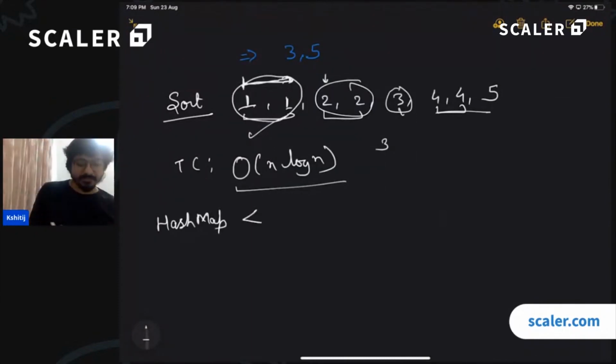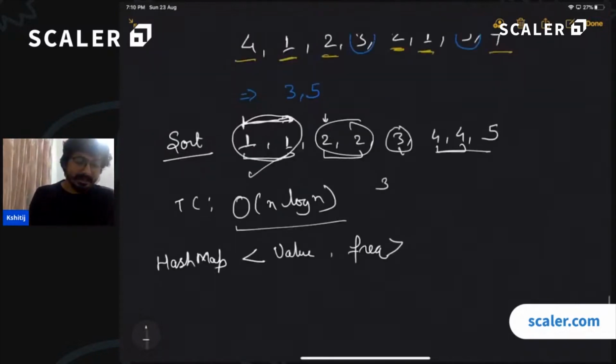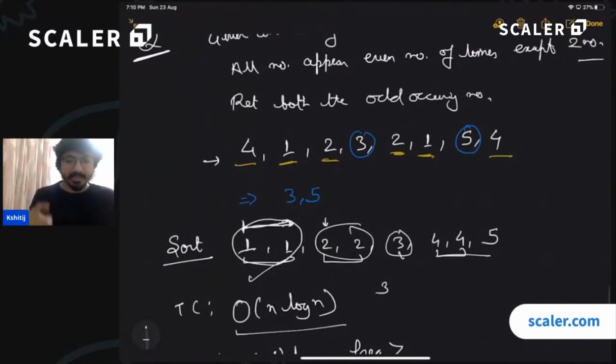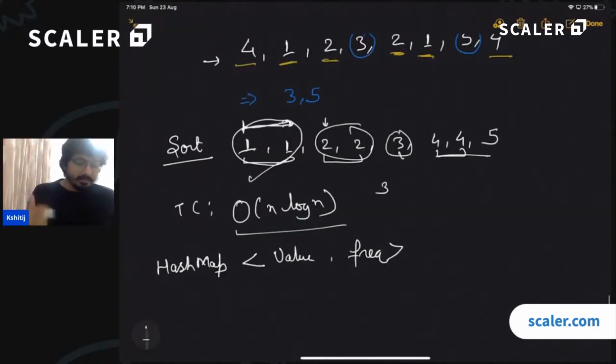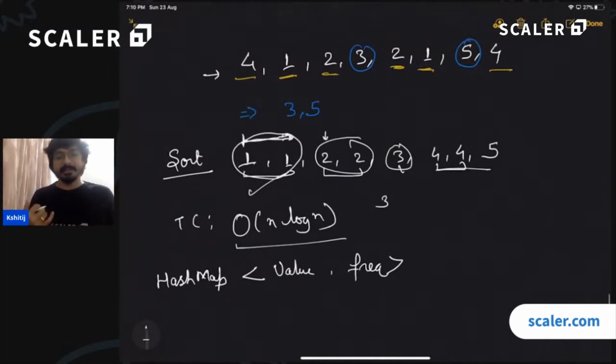So we'll create a hash map. This hash map is going to have the array number or the value along with the frequency, right? So what we are suggesting is that you will iterate over this original array and maintain the frequency of all the elements in the hash map. Once all the frequencies have been calculated, you can again reiterate over the hash map and check which is the number that has an odd number of occurrences, right?